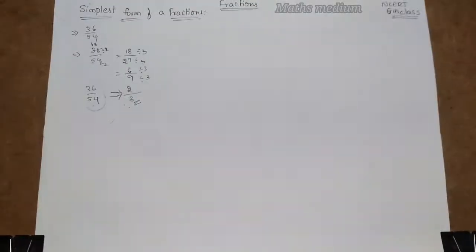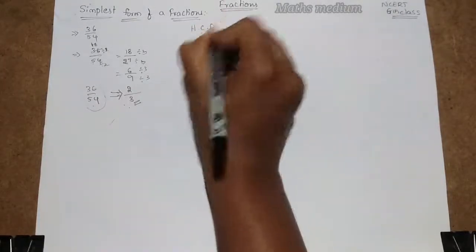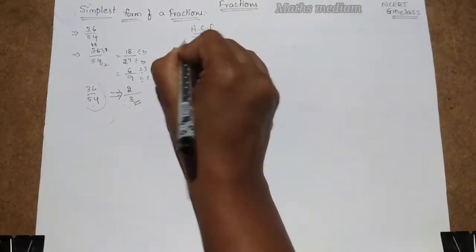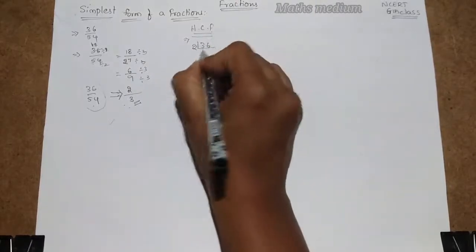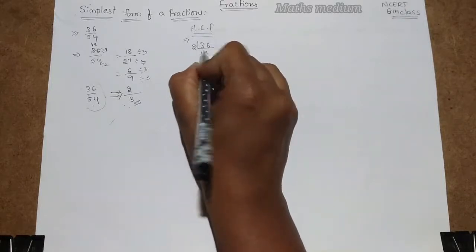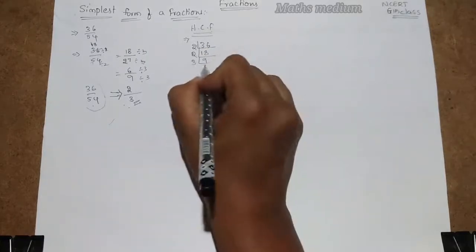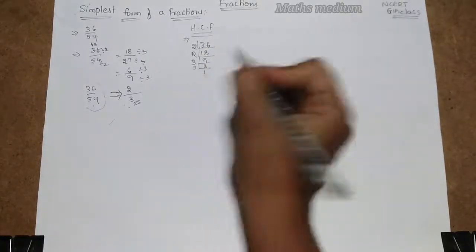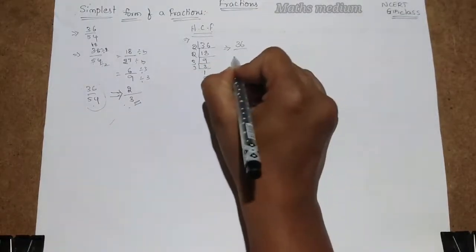If you get confused with this method, I am going to tell you a new and also popular method for the simplest form of fractions, that is HCF. HCF, we already know, is highest common factor. So if you take 36, 2 ones are 2, 2 8s are 16, 2 9s are 18, 3 3s are 9, 3 ones are 3. So how would you represent 36 by 54?